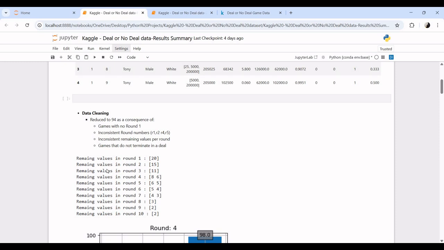This 107 unique game IDs was reduced to 94 as a consequence of data issues, such as games with no round 1, inconsistent round numbers, meaning that we had a game ID but it had round numbers such as round 1, round 2, and all of a sudden something like round 4 and 5 with no round 3. We had some with inconsistent remaining values per round, and games that did not terminate in a deal.